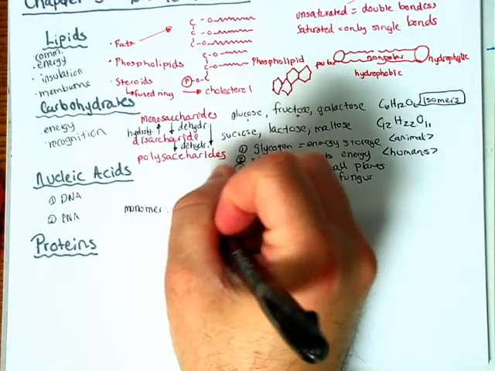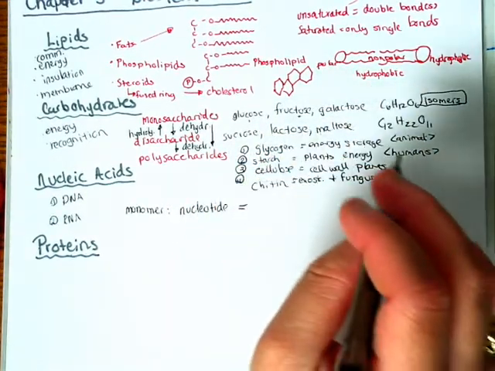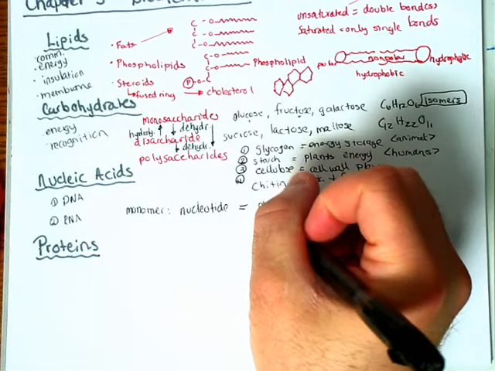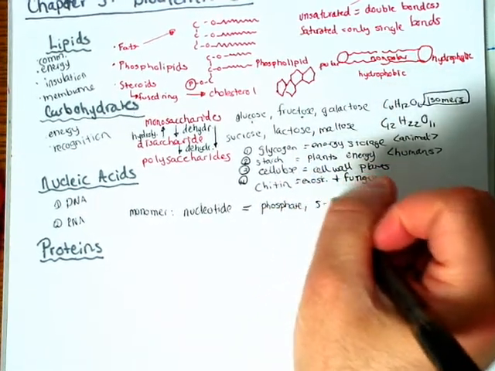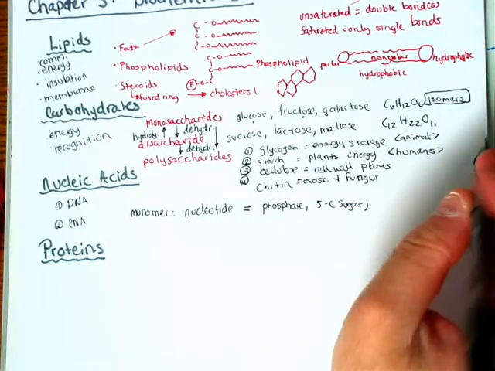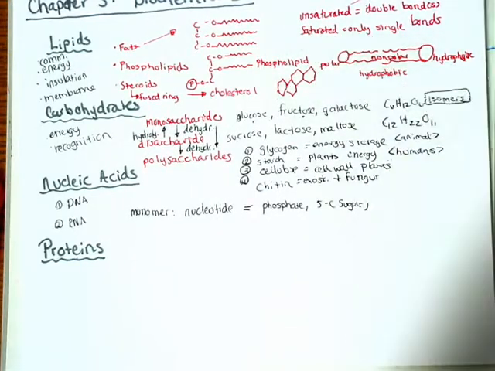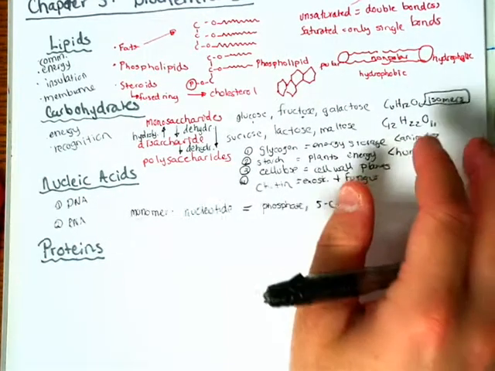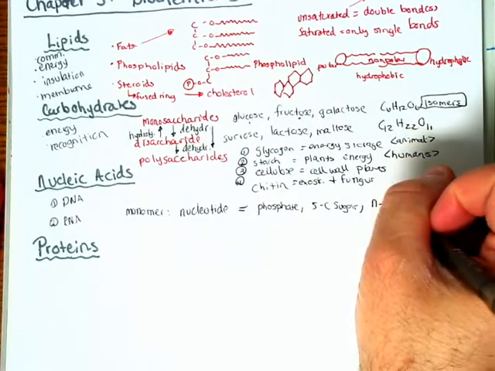Nucleotide. And what is the nucleotide made of? There's three things. Okay, 5-carbon sugar, a phosphate group. What else? Phosphate, 5-carbon sugar. Perfect. And then nitrogen base.